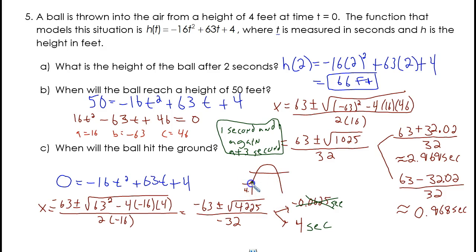Well, we started the ball at 4 feet. So it's only going to reach 0 one time because it has to go up and back down past 4 to get to ground level, which is 0. So 4 seconds is the correct answer. So it's going to reach it after 4 seconds.